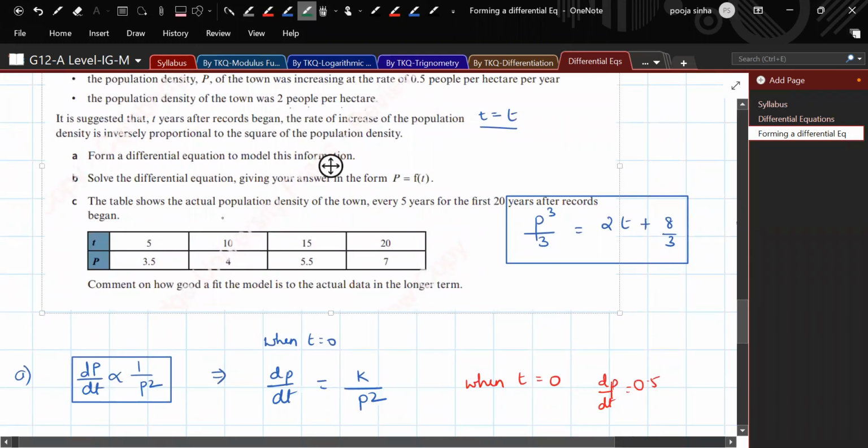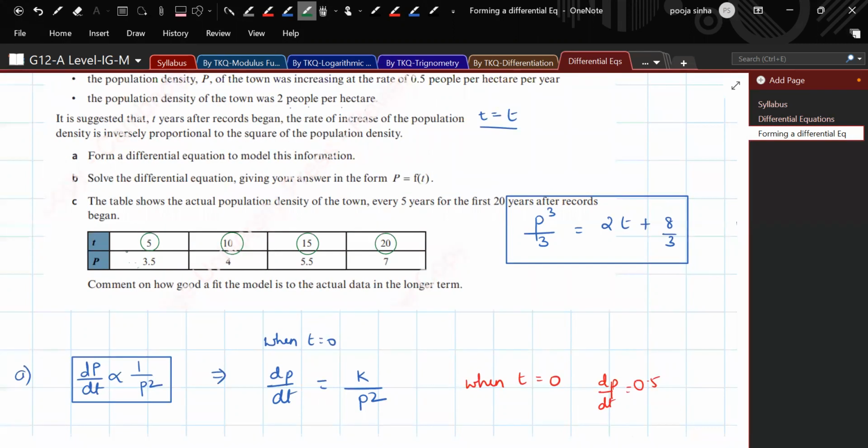So what you have to do is put t is equal to 5, then t is equal to 10, t is equal to 15, t is equal to 20, and check what value you get with this model, and what population density the table gives. If they are similar, then your model is perfect. But if it is not, Model as in, is this like a prediction?